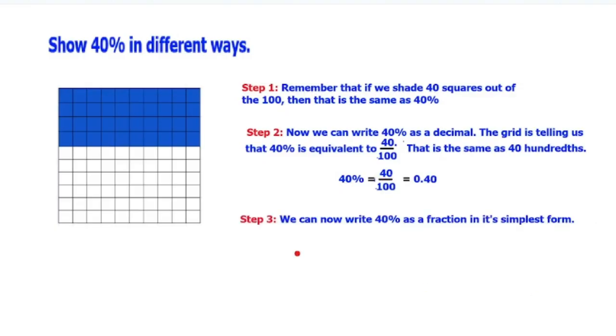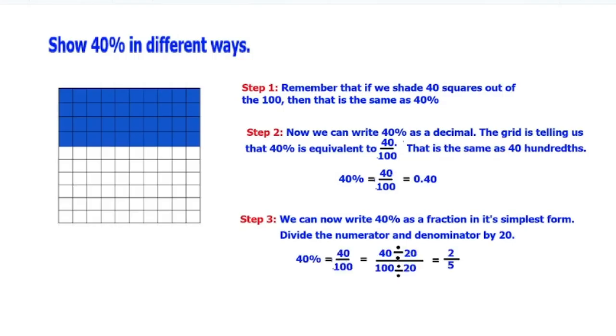The third step now, we can now write 40% as a fraction in its simplest form. We can divide the numerator and the denominator by 20 because 20 fits into both 40 and 100. So let's do that. That looks like this. So we just continue this path of what we're doing. So 40% is equal to 40 over 100, which we talked about up here. Now we take this and divide it by 20. 40 divided by 20 over 100 divided by 20.